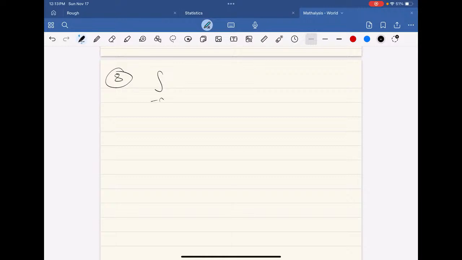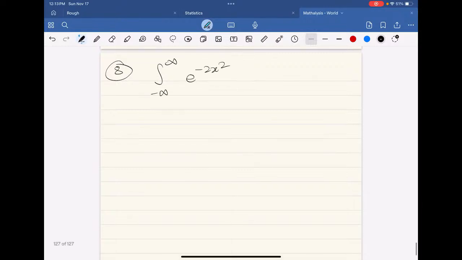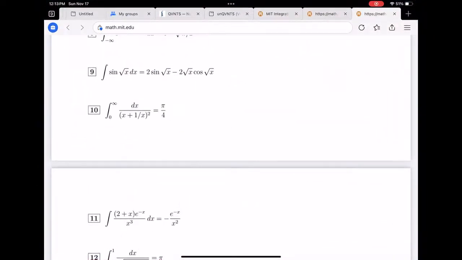Integral from minus infinity to infinity, e to the power minus 2x square.